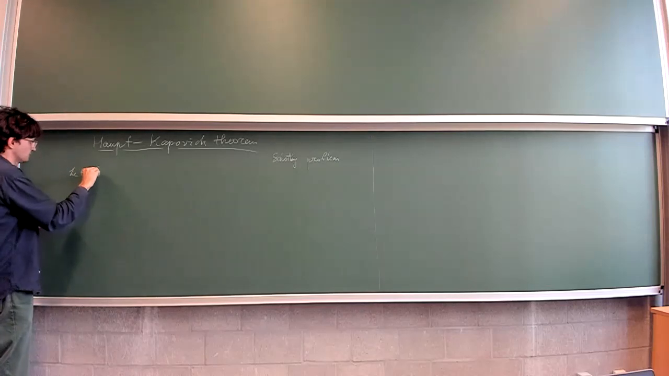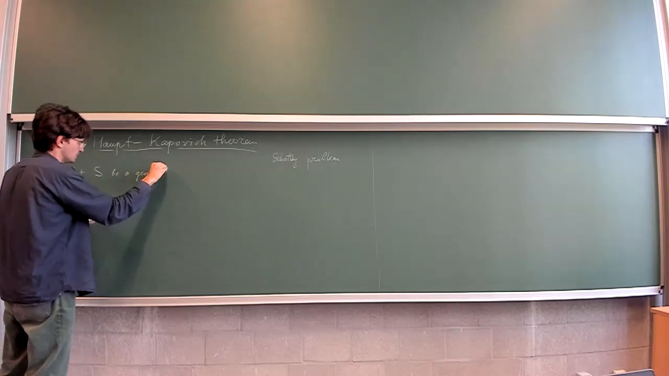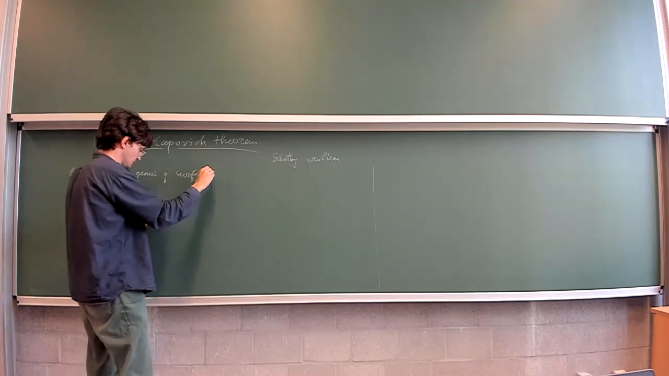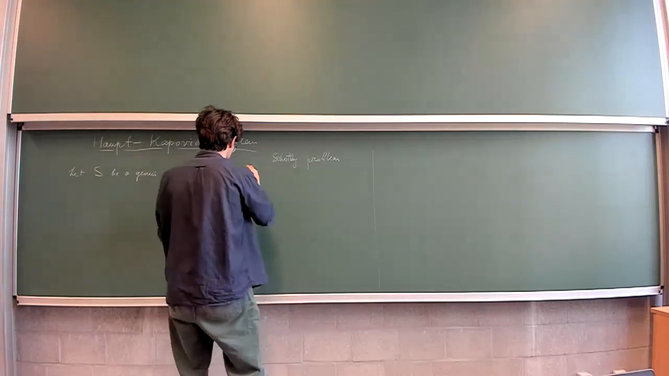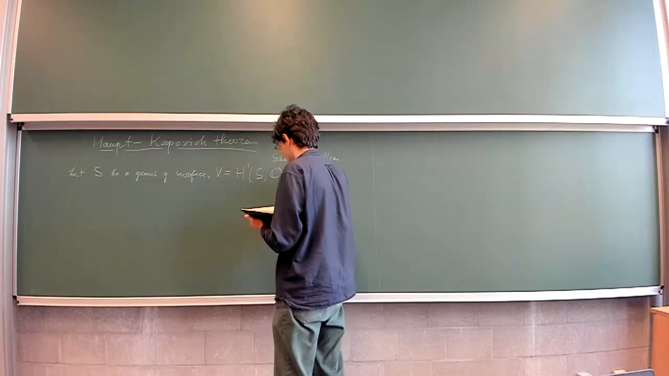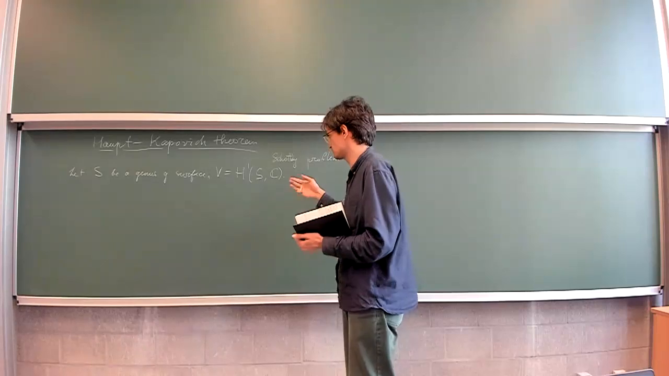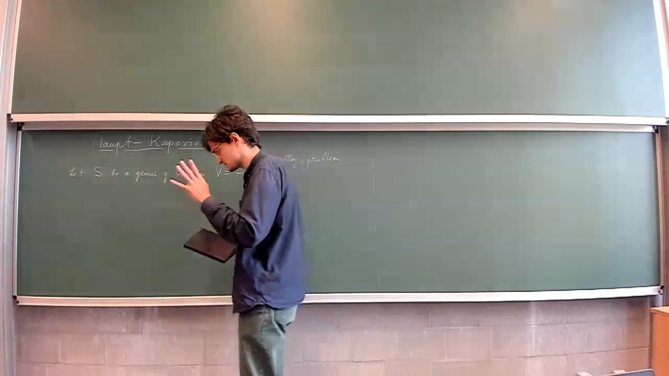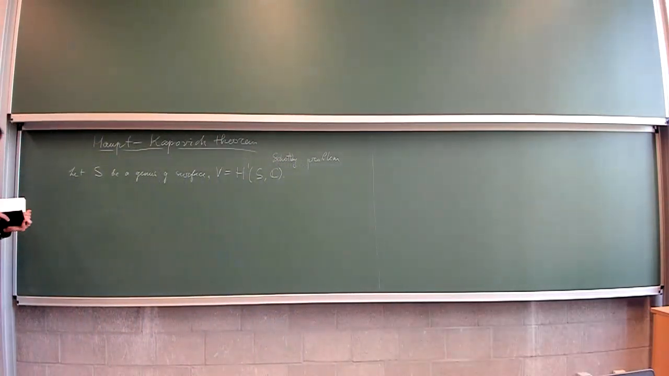So let S be a genus g surface, just topological, and V throughout all this would just mean the topological H1 of S with complex coefficients. So it's a complex vector space with its intersection form and the integral structure.